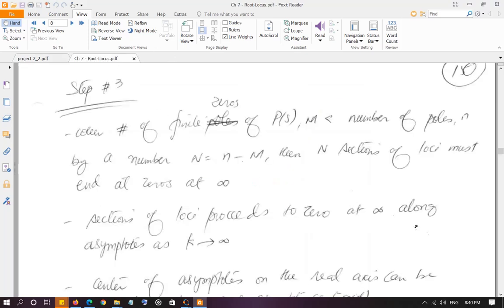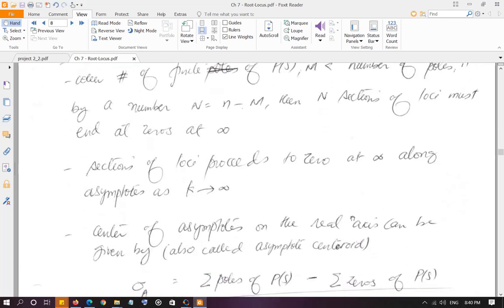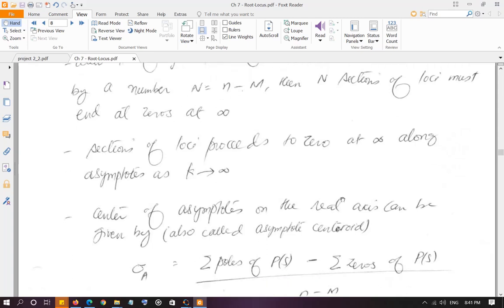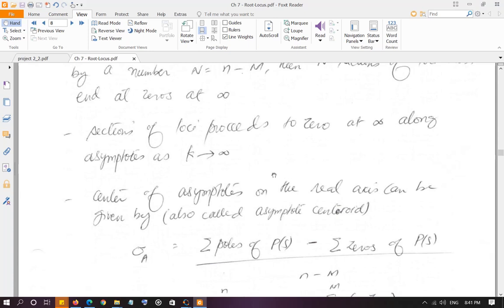So the first thing is, how many zeros are located at infinity? It will be the number of poles minus the number of finite zeros. That many zeros will be located at infinity. Now when zeros are located at infinity, they will be located along some asymptote, and we have to find the angle at which those asymptotes are located.